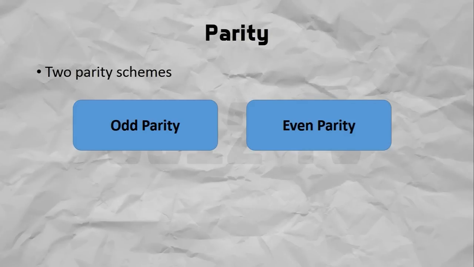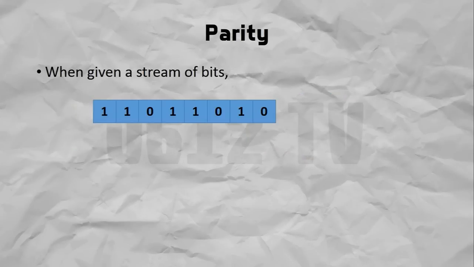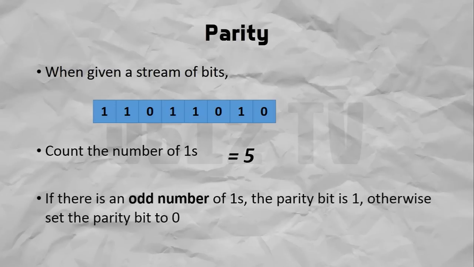Basically, there are two parity schemes, odd parity and even parity. For the purposes of simplicity, we'll just look at odd parity. So here's how it works. When you have a stream of bits, what you want to do is to count how many ones there are. In this case, there are 5 of them. This helps us generate the parity bit, because the idea is if there are an odd number of ones, we set the parity bit to 1. So in this case, since there are 5 of them, we go ahead and set it to 1.